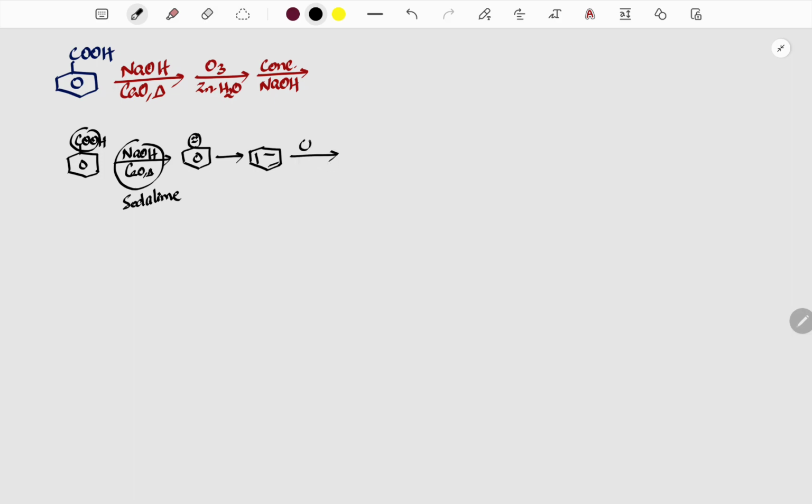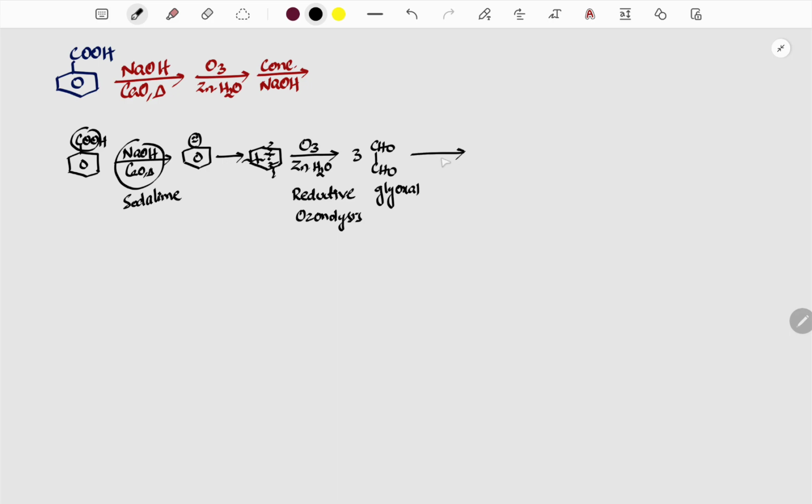Benzene treated with ozone, zinc, H2O. It is reductive ozonolysis. And here only benzene is present, that's why we are taking ozonolysis for benzene, and finally it gives the corresponding 3 moles of glyoxal.